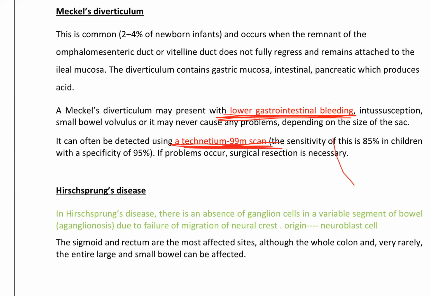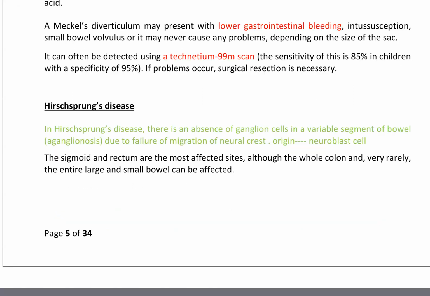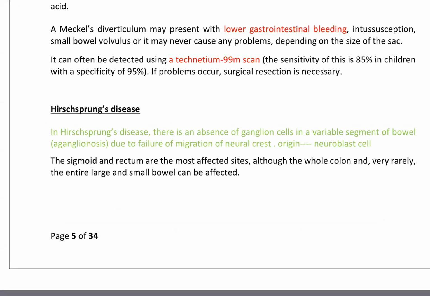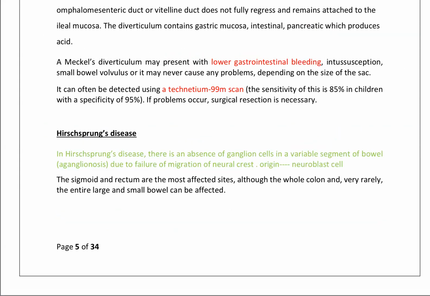But Hirschsprung's disease is very important, and there are many questions from here. Many questions. From Hirschsprung's disease, there is a very important question: why Hirschsprung's disease? What is the main problem? What is the pathogenesis? This is a task question which came many times.